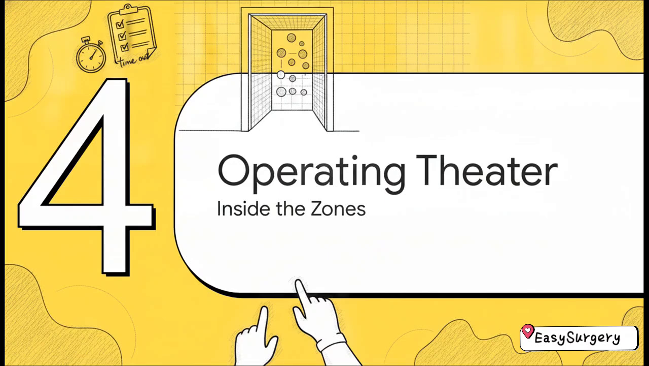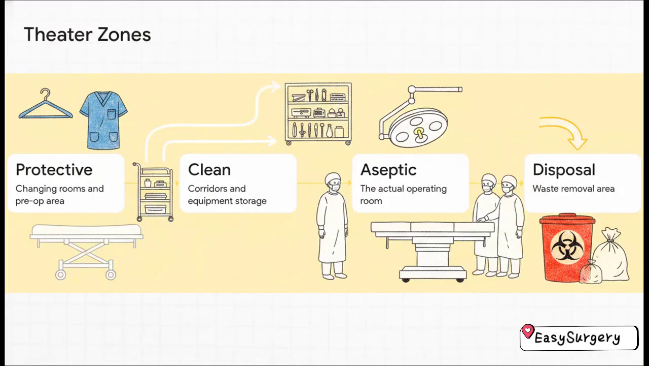Inside the operating theater. The timeout is complete, and we're officially crossing the threshold into the highly controlled, sterile environment itself. The operating complex is basically a fortress, divided into really strict geographical zones. First, you enter the protective zone to change into scrubs and pass through pre-op. Then you move into the clean zone.